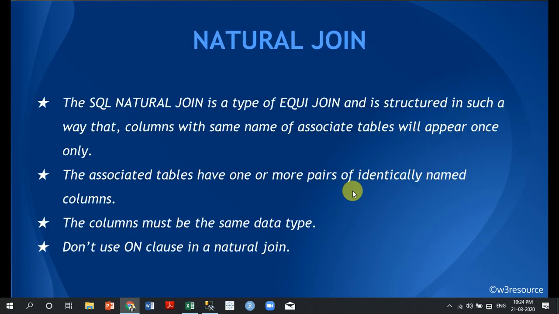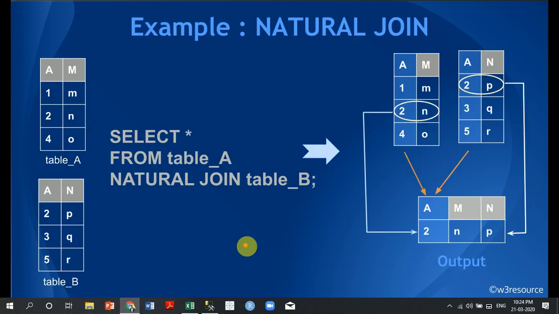Now, the columns must have the same data type. All joins can be performed even if the data types vary; it will just tell you whether the values are the same or not. But for a natural join, all the columns must be of the same data type, and the ON clause cannot be used in a natural join.